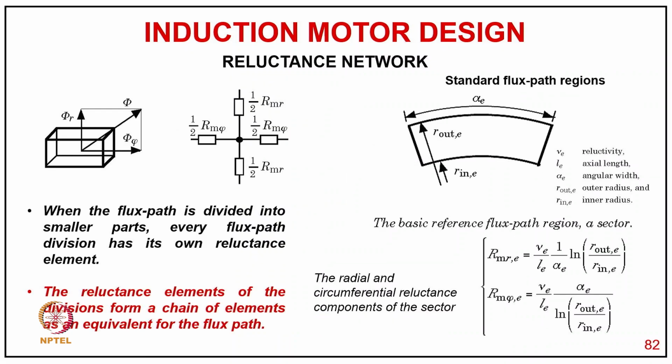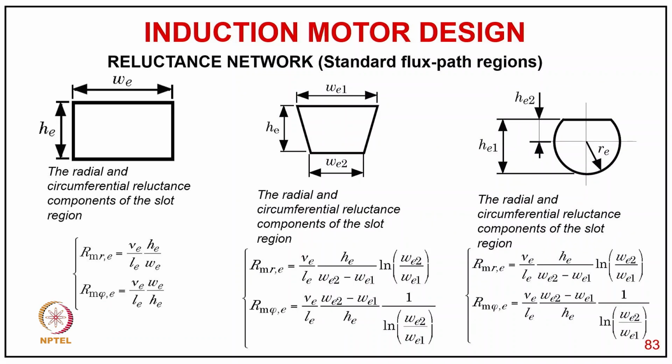This is just a little bit of a mix of the lumped parameter and the distributed. When the flux path is divided into smaller parts, even the flux region has its own reluctance. So the reluctance elements of the regions form a chain of elements as a current flux path. And here you can see the reference flux path, of course, the typical standard flux path. So radial and circumferential reluctance calculation of the different parts, as a relation, after a lot of validation of this permeance and calculation.